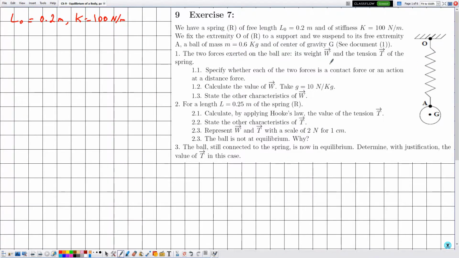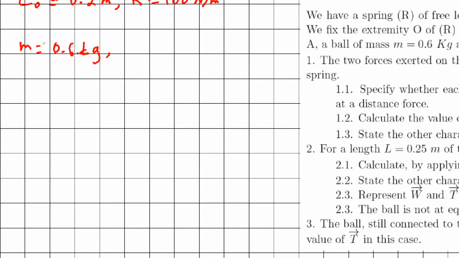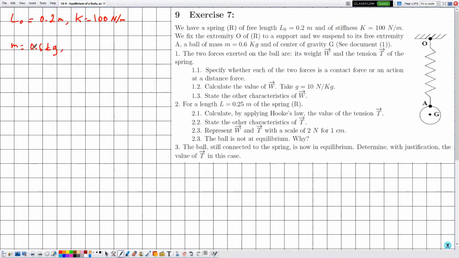We fix the extremity O of R to a support and we suspend to its free extremity a ball of mass m is equal to 0.6 kilograms, and of center of gravity G, see document 1. Then the moment we know the value of g, we can determine the magnitude of the weight. So they mentioned this document, now we can use it.